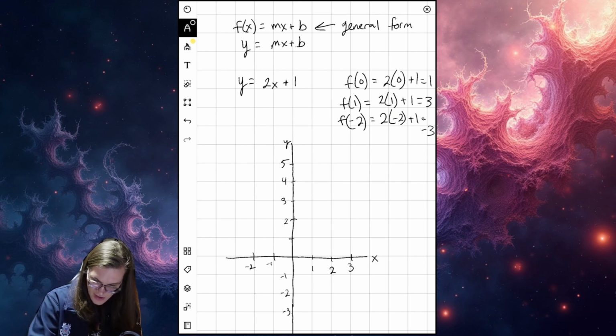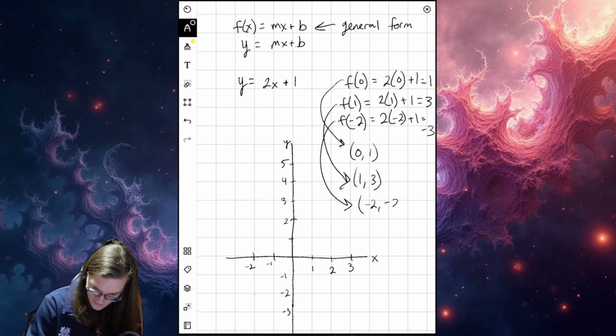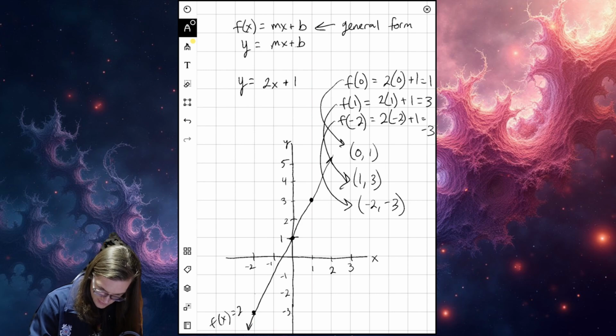So if I plot these points, this represents the point (0, 1). This represents the point (1, 3). This represents the point (negative 2, negative 3), right? When we have that, we can actually draw this. So (0, 1), (1, 3), and (negative 2, negative 3). So that would be your function f of x equals 2x plus 1.